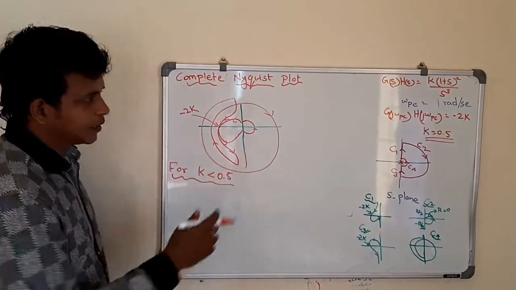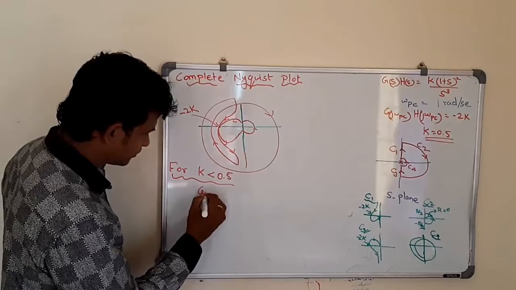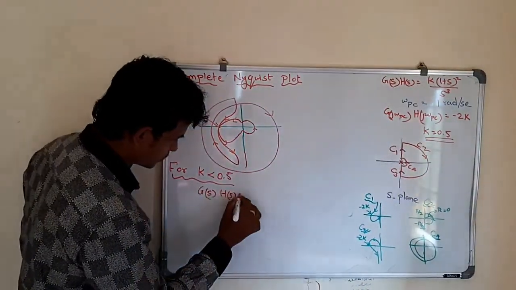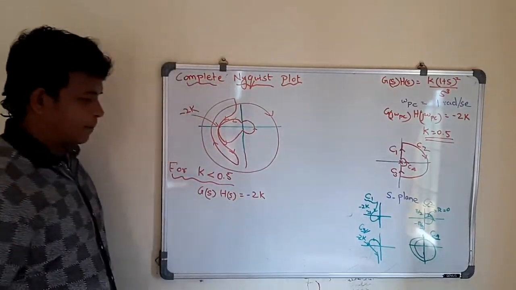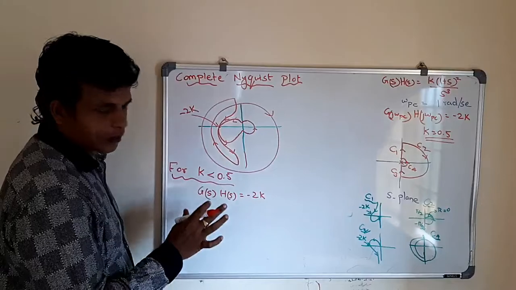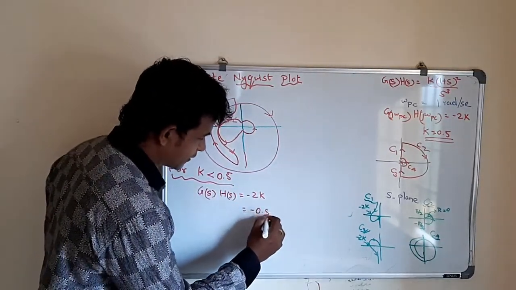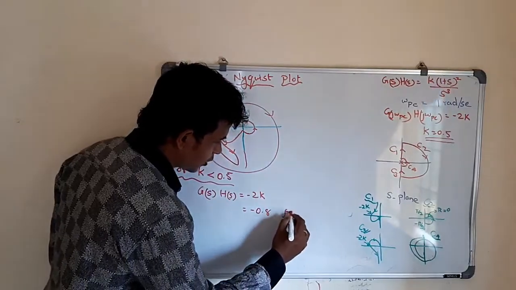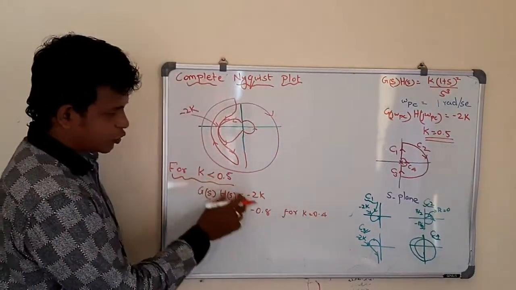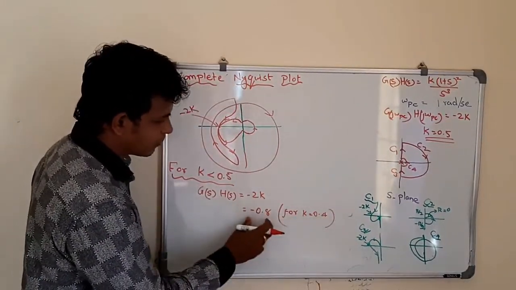For K less than 0.5, let us assume we have G(s)H(s) equal to minus 2K. Let us assume that K is equal to 0.4. Then minus 2 into 0.4 is minus 0.8. So K less than 0.5 means 0.4 is less than 0.5, and G(s)H(s) is equal to minus 0.8.